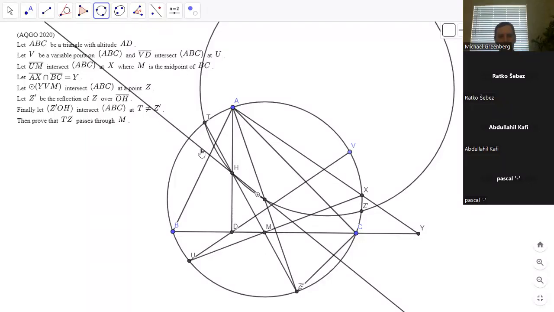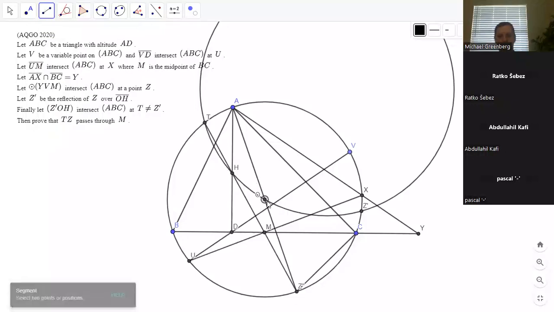So we just need to prove Z is the antipode, then that would solve it. ZOH, Z prime OH is 180 minus half of Z prime OZ double prime, which is 180 minus Z prime TZ double prime. So that solves it.